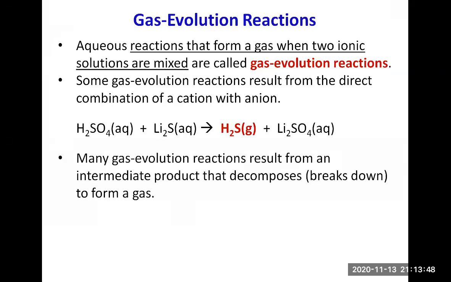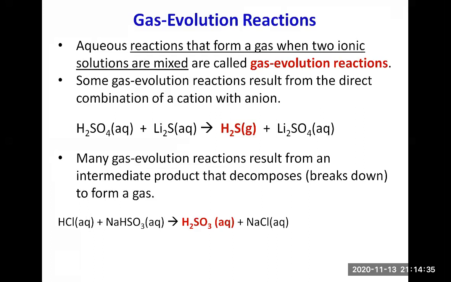Many gas evolution reactions result from an intermediate product that decomposes, breaks down to form a gas. And that's the case of more examples actually. Let's look at an example. When you have HCl, the hydrochloric acid, reacting with NaHSO3, you have the bisulfite ion, the HSO3, combining with the hydrogen, and that's going to give H2SO3, sulfurous acid. And Na will combine with Cl to form the salt NaCl.